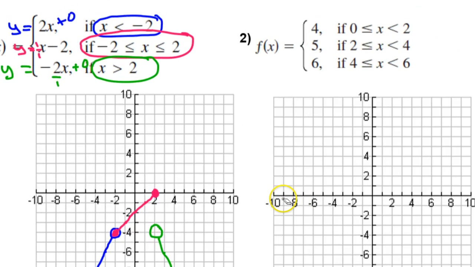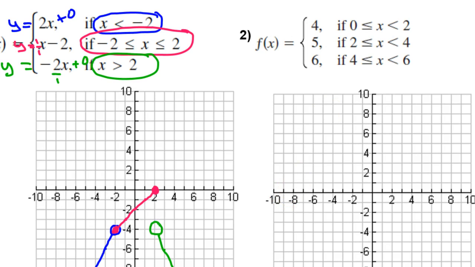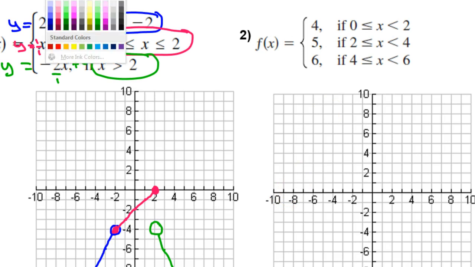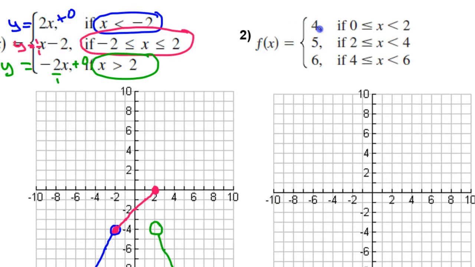All right, now let's jump over and do number 2. This one's a little bit different. Notice there are no x's here. It's not 4x like this was 2x. This is just a 4. So y equals 4 is just a horizontal line at 4. So basically, y equals 4 would look like this. That's what y equals 4 would look like.